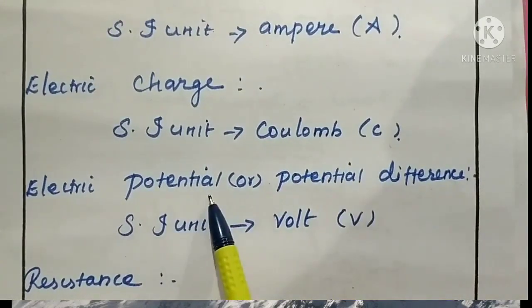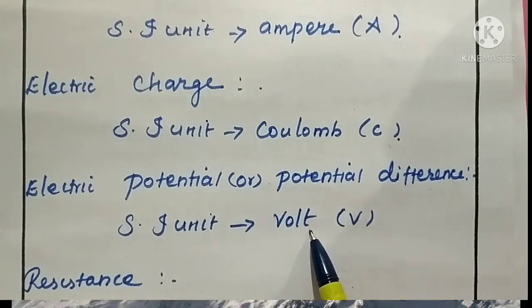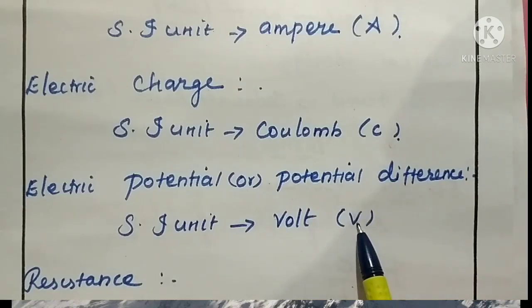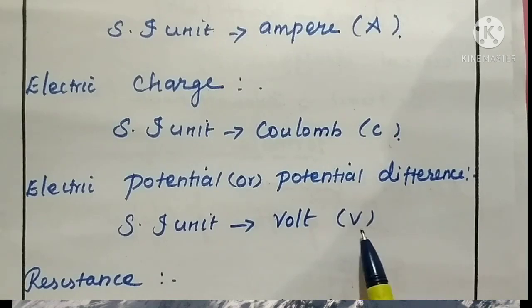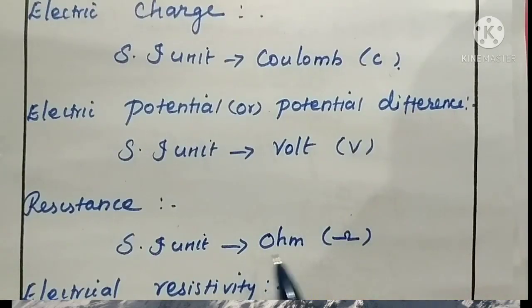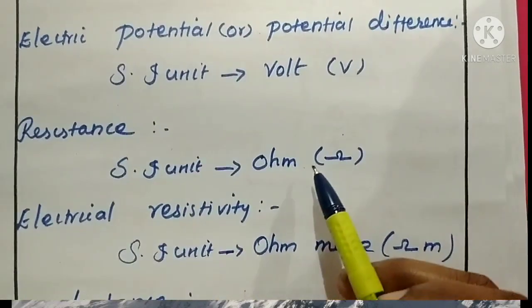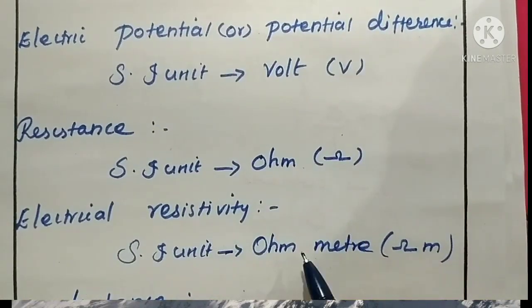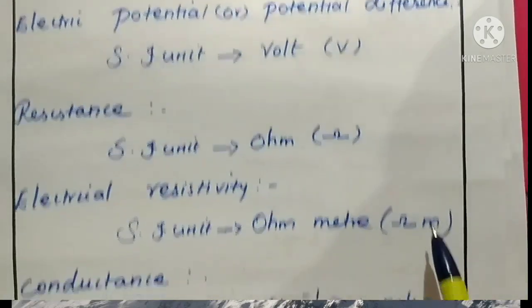Next one, electric potential or potential difference. The unit is volt and the symbol is V. The unit of resistance is ohm, represented by the Greek symbol Ω. And electrical resistivity, the unit is ohm meter.